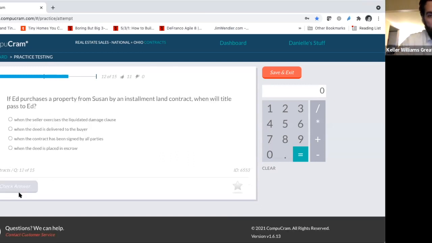Question number 12. If Ed purchases a property from Susan by an installment land contract, when will title pass to Ed? A, when the seller exercises the liquidated damages clause. B, when the deed is delivered to the buyer. C, when the contract has been signed by all parties. Or D, when the deed is placed in escrow.